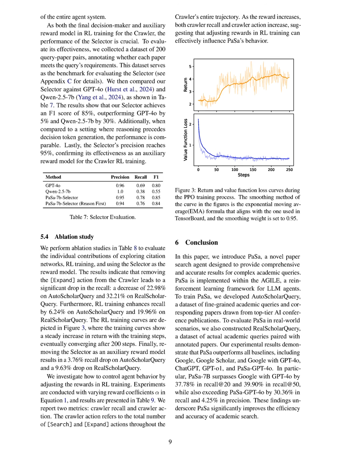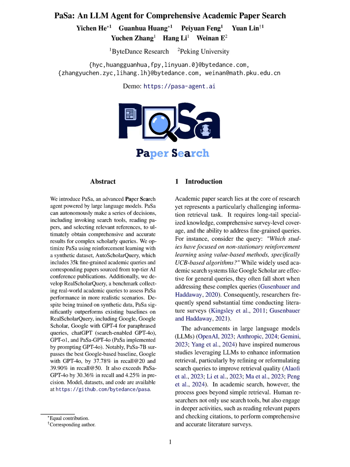The selector is trained through supervised fine-tuning, and its performance is crucial as it acts as an auxiliary reward model during the crawler's RL training, ensuring that the crawler's actions are aligned with the goal of retrieving relevant papers. Together, these components enable PaSa to autonomously conduct comprehensive academic searches, effectively mimicking human behavior in literature surveys.